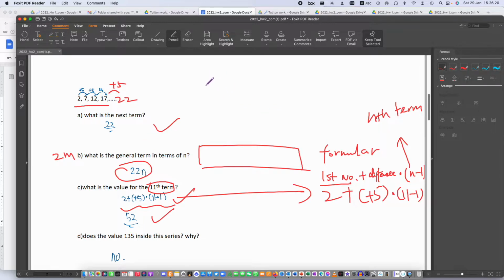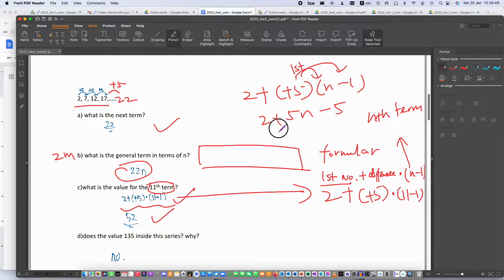So first number, what was the first number here? 2. What's the difference? Plus 5. N minus 1, right? Yeah. So how do you open up the brackets? That's the arrow, right? So the first arrow, what do you get? 5n. And second arrow, minus 5. What do you end up with? 2, underline in your term, negative 3. So it's 5n minus 3. Yeah. So this would be the answer.